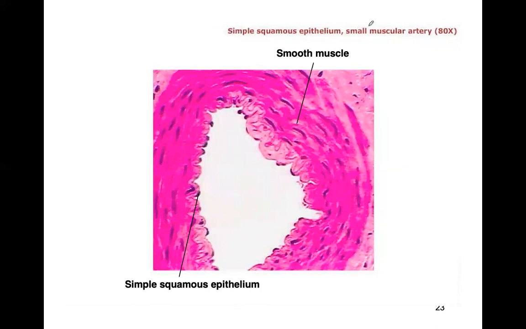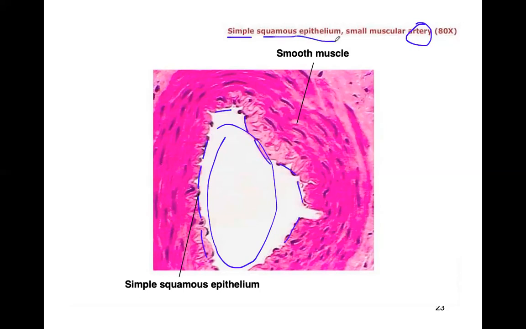Now this one's a really cool slide because it shows a few things. Here's the lumen, and we're looking at an artery. So we know blood is going to be flowing through there. Now, this part here, closest to the lumen, is simple squamous epithelium. It's one cell layer thick, so it's simple squamous epithelium.